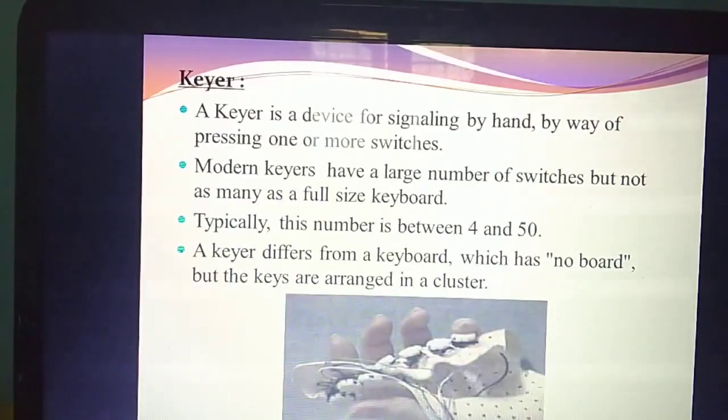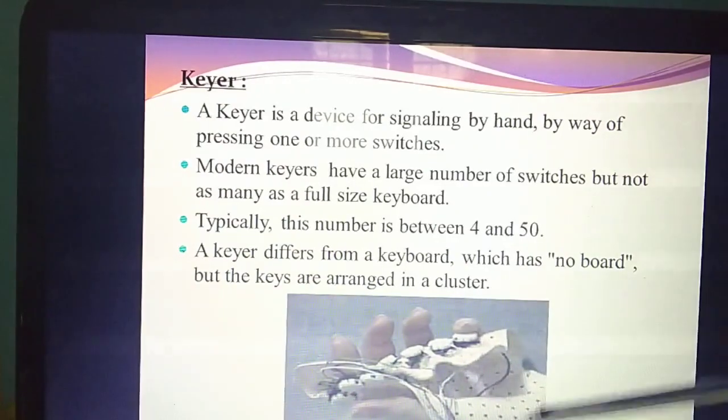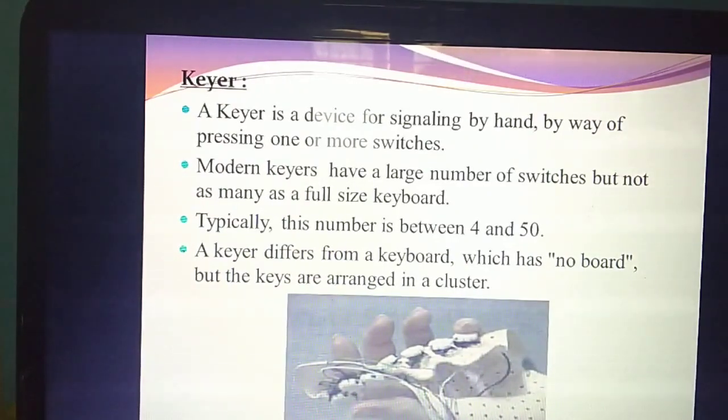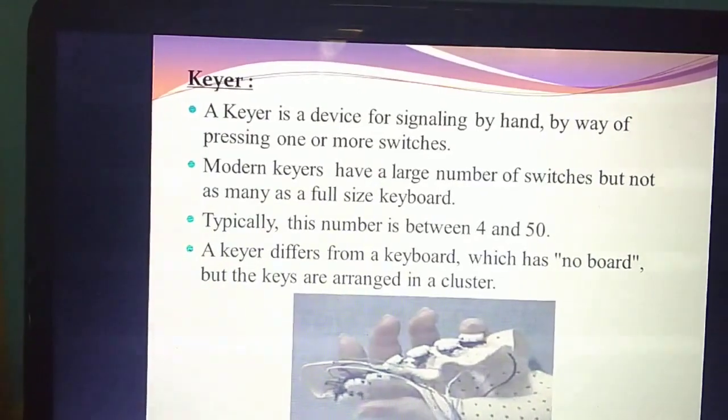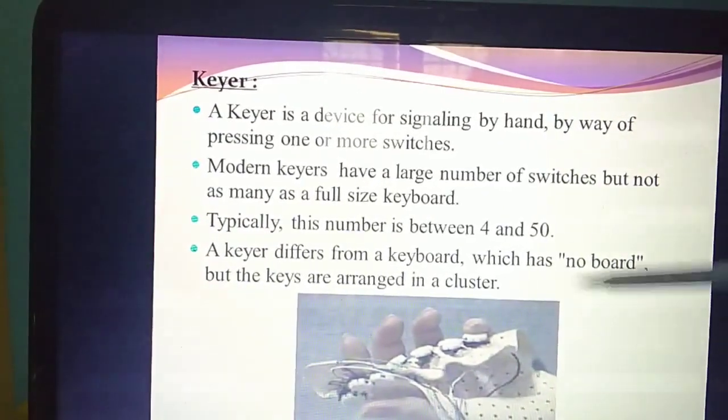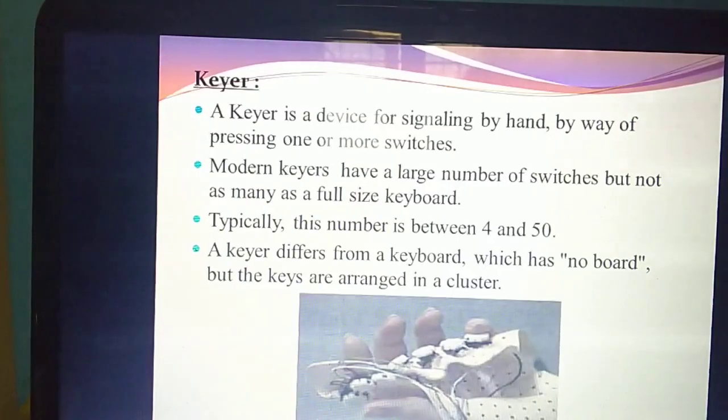Yes. So see, the next input device is a keyer. Have you seen this device? I also have not seen this device, but you might have seen it in a diagram. Please see this diagram. This is the diagram for keyer. Is it visible? Keyer. Okay, so keyer is similar to the keyboard.